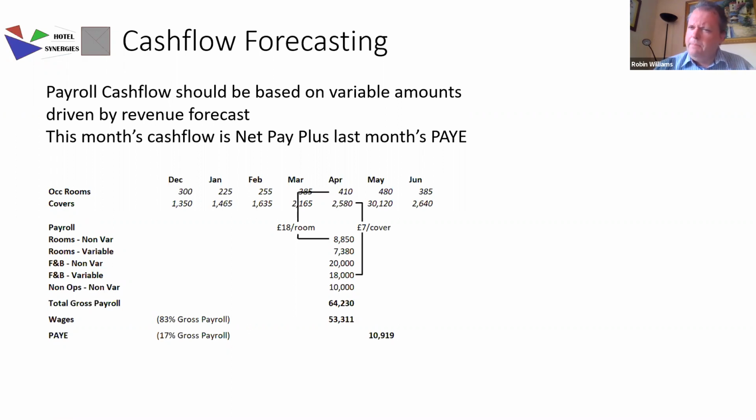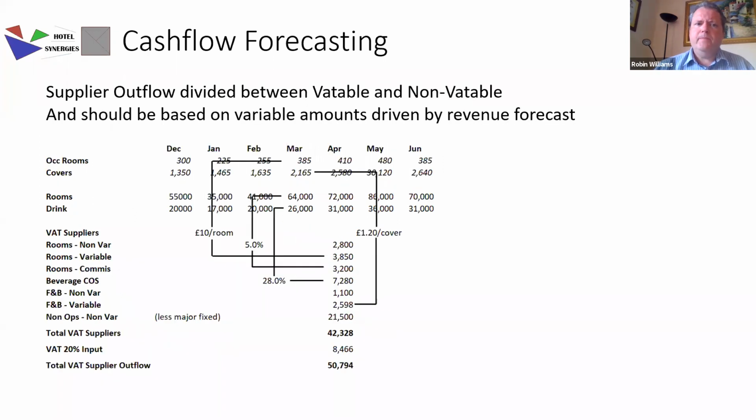And finally, on payroll, bear in mind that what you pay out this month will be the net wages for this month, and the HMRC obligation you had from last month. So that may vary the figures compared to what your actual payroll total gross is coming out at.